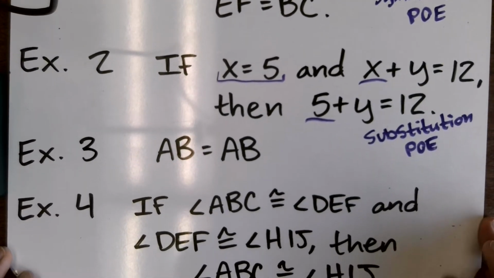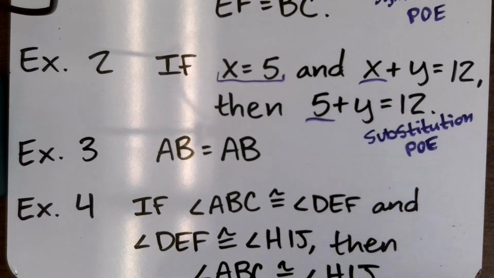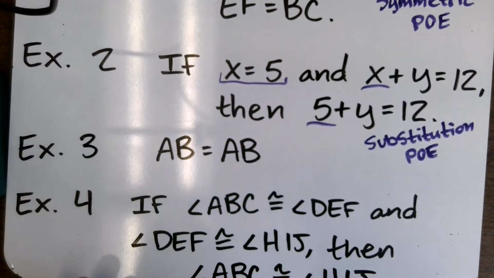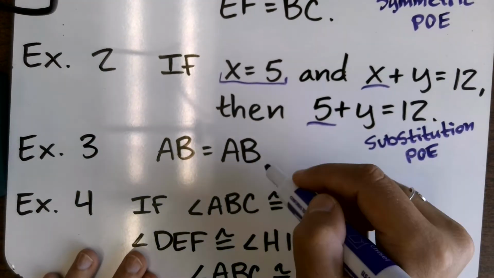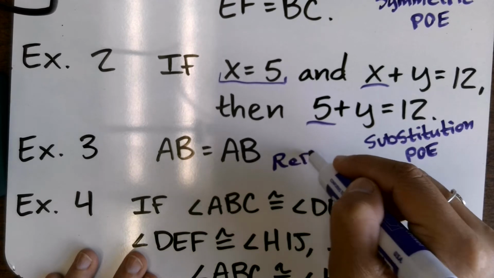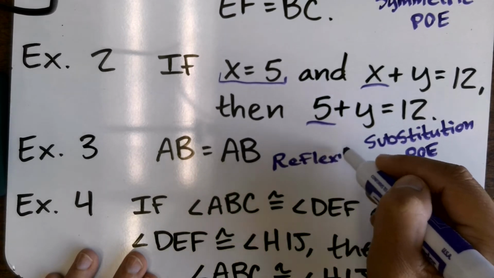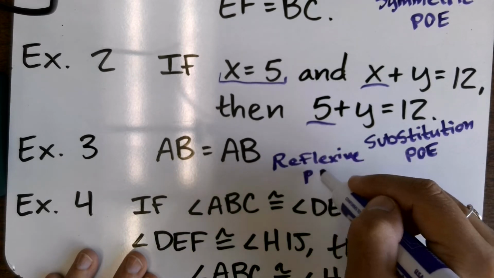For example 3, AB equaling AB. Hopefully that, A equals A, coming back at you, that we're using the reflexive property of equality.